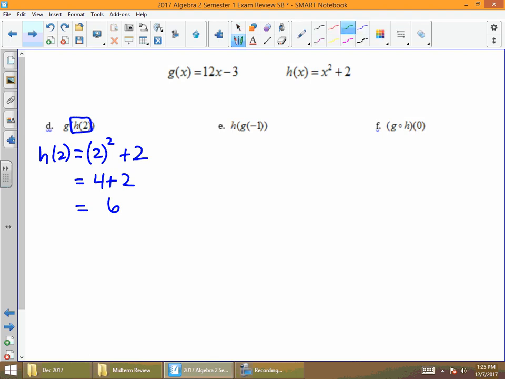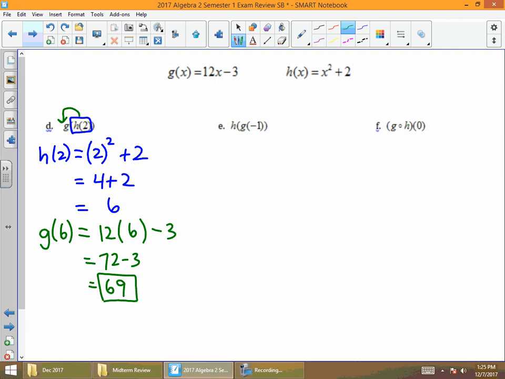With composition, you take whatever you get from the inside function and you plug it into the outside function. So now we need to find g of 6. So 12, instead of x, we're going to put 6 minus 3. 12 times 6 is going to give us 72. And then 72 minus 3 is 69. So you really only have one final answer, and it's after you do both functions.